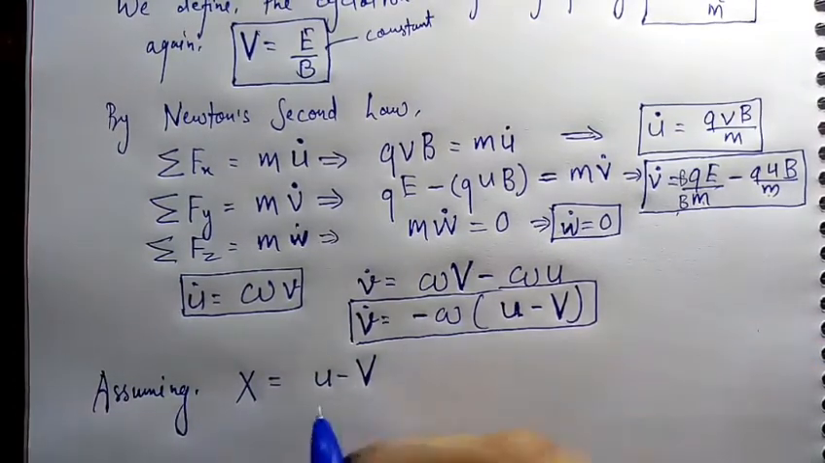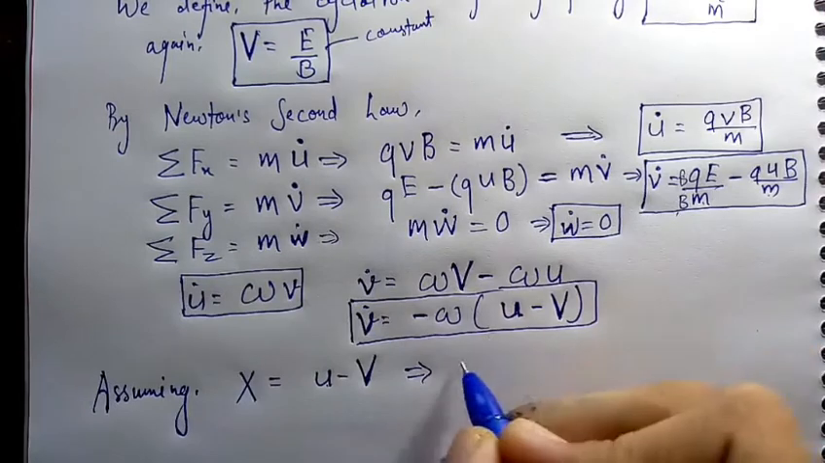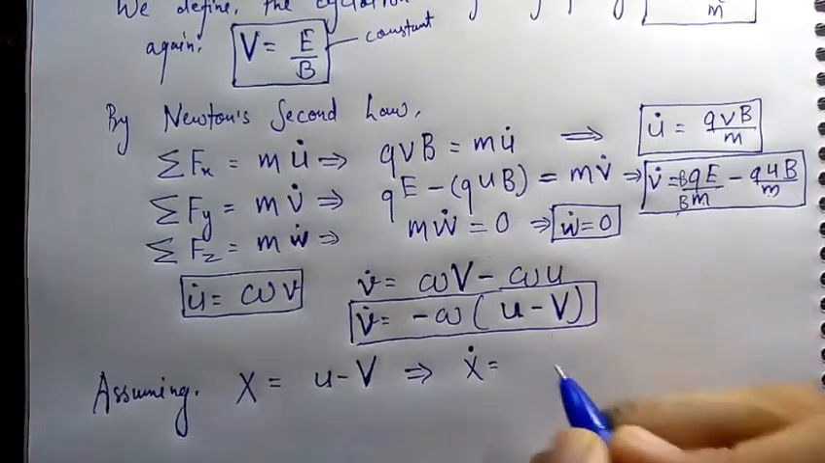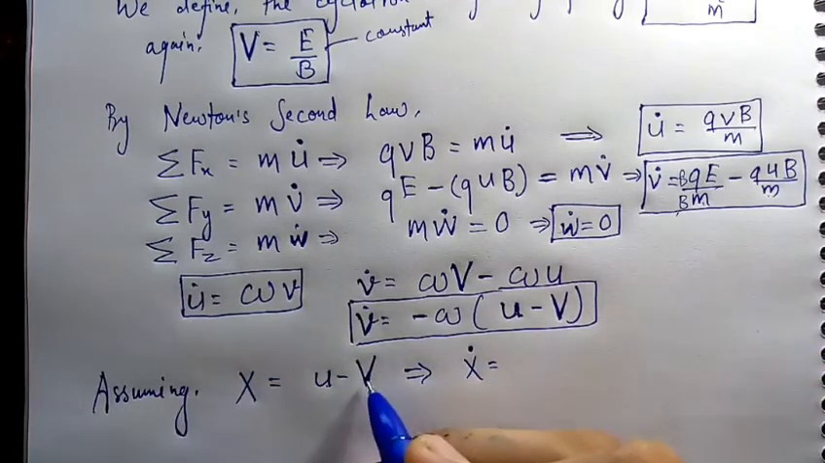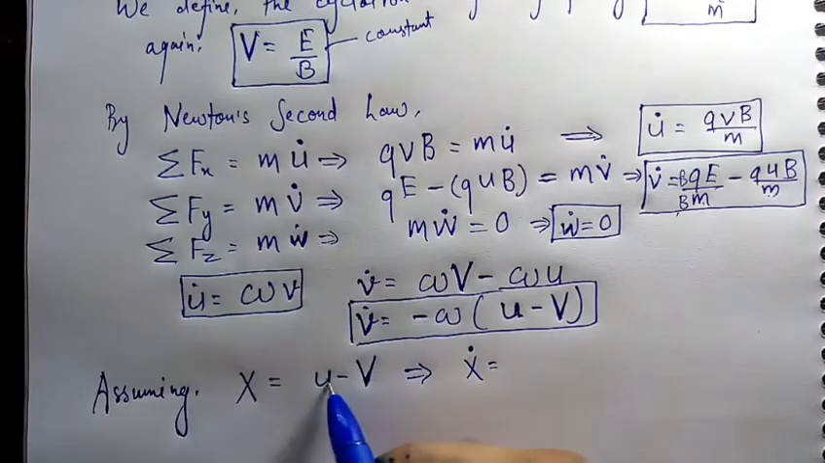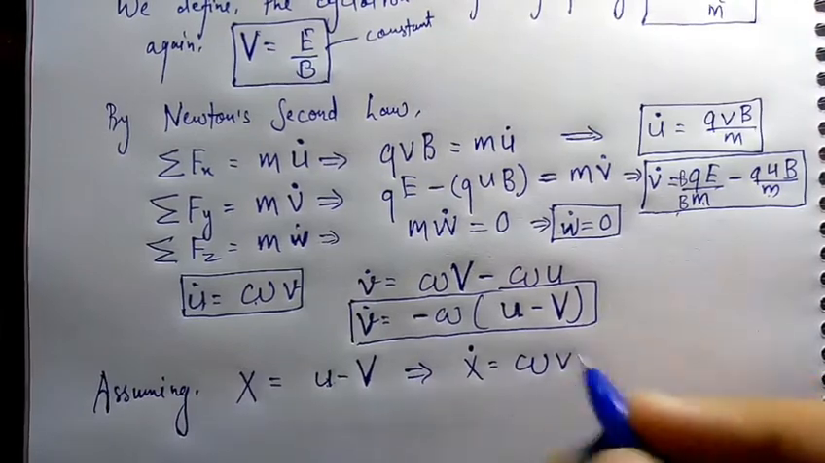We have defined a term where one part is ever changing and the other is constant. So we take the derivative of this function. For u minus V, the constant V gets to 0, and taking the time derivative we get u dot, which is omega times v.